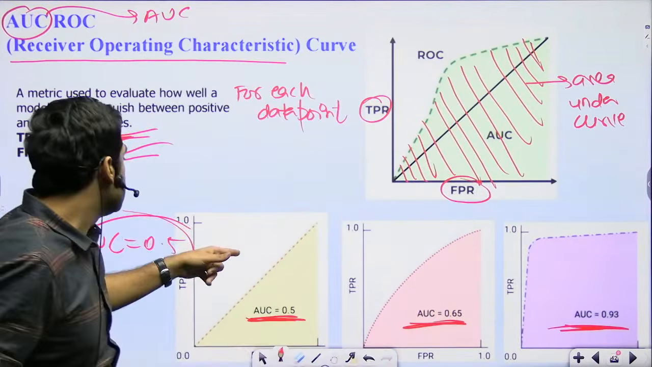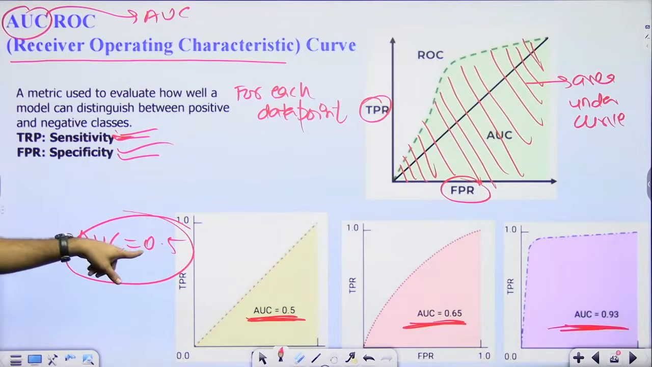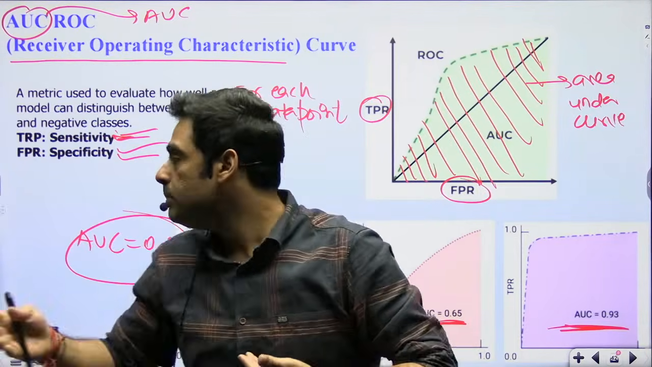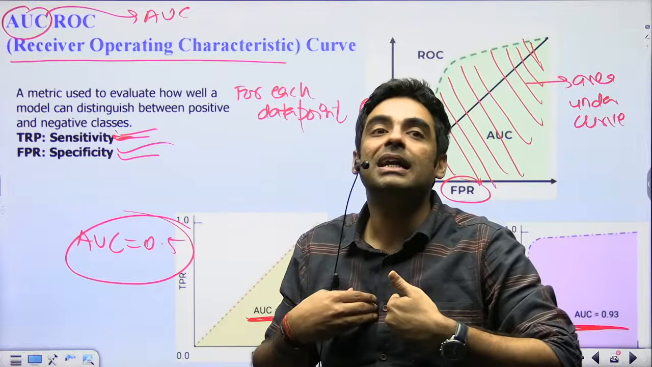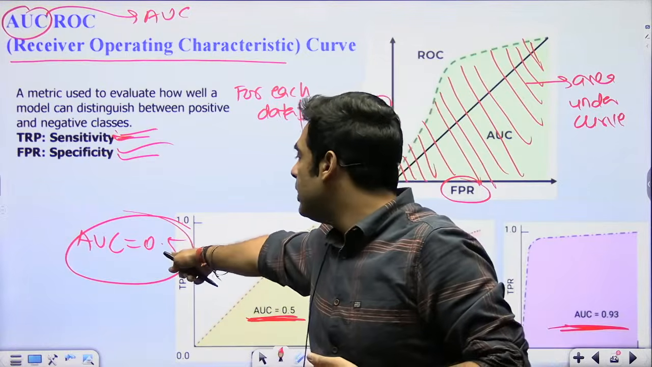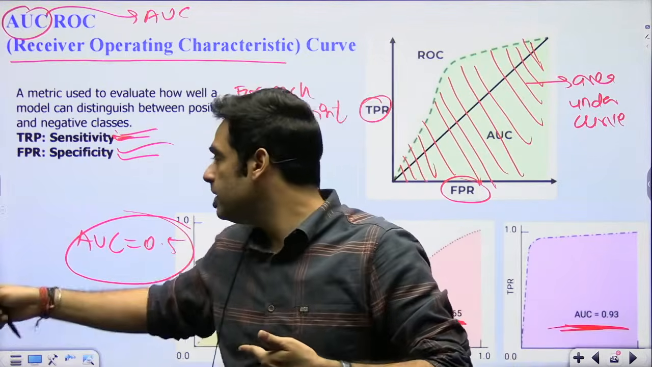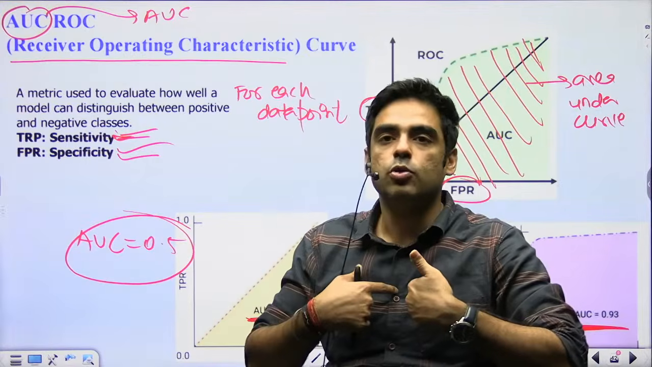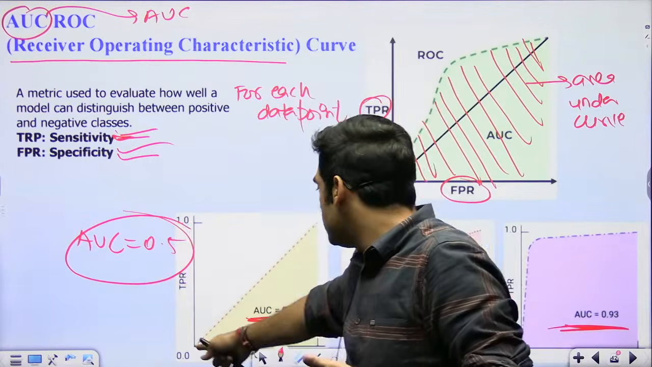So that means if AUC is 0.5, that is basically me. I am AUC 0.5. This is a random guesser. This AUC 0.5 means this is me. I am a random guesser, guessing randomly.